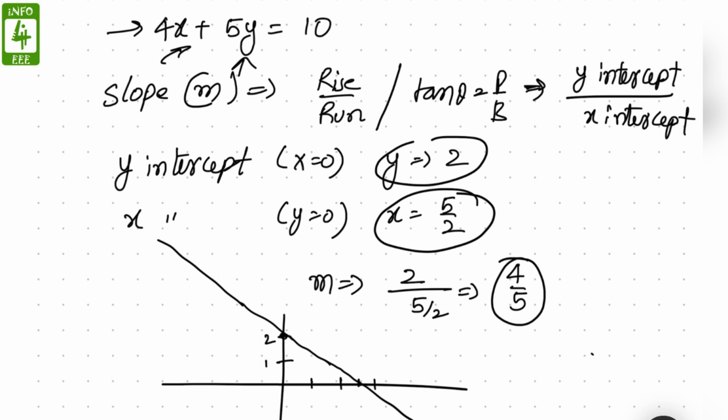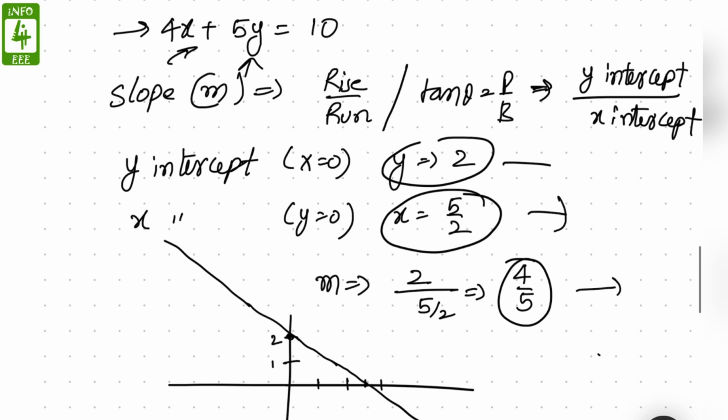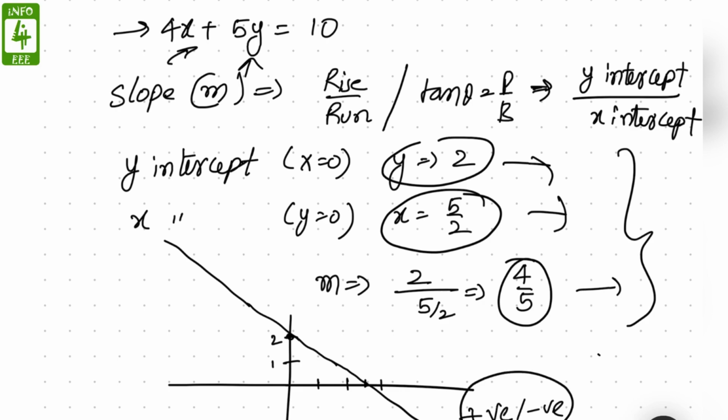So that's how you can solve the intercepts and the slope without drawing the line. And if you have calculated this, you can also draw the line based on these 3 inputs. Now how can we say that the slope will be negative or positive? Let's talk about the slope graph.